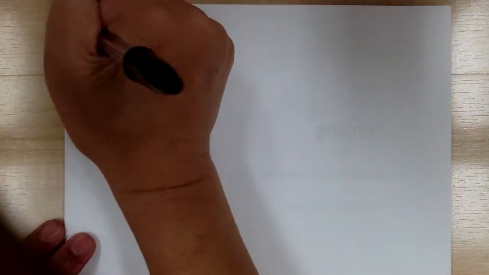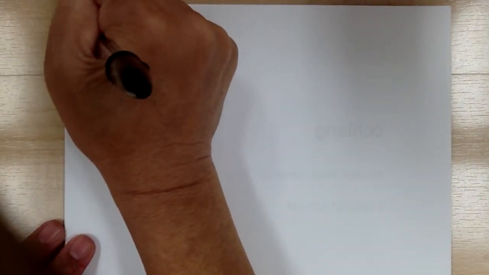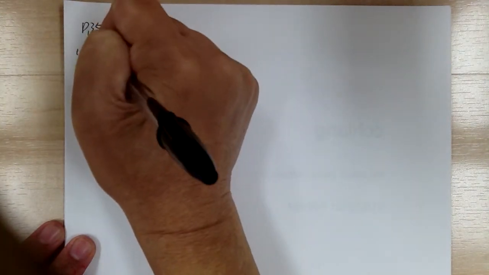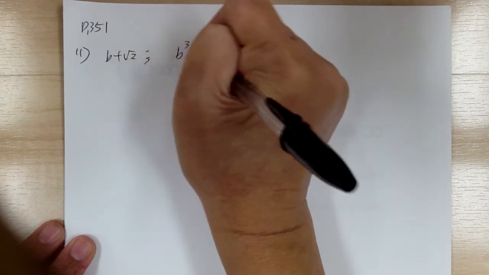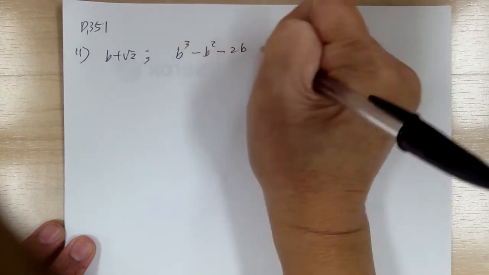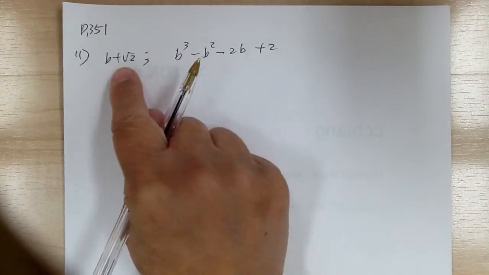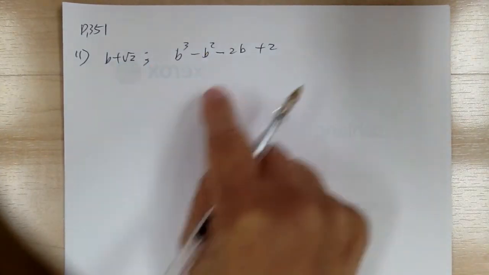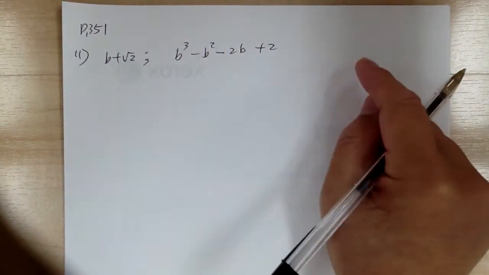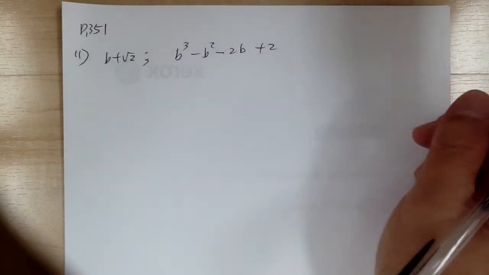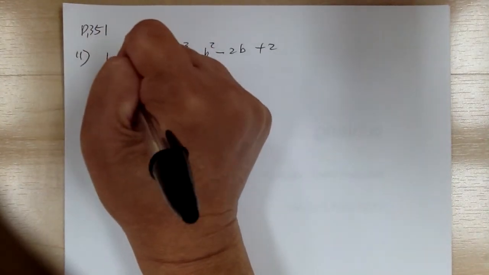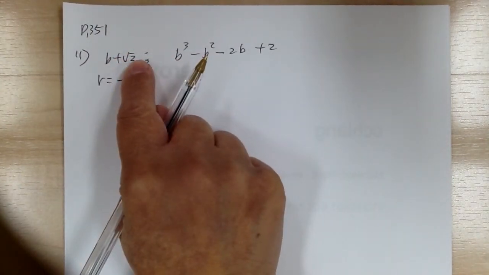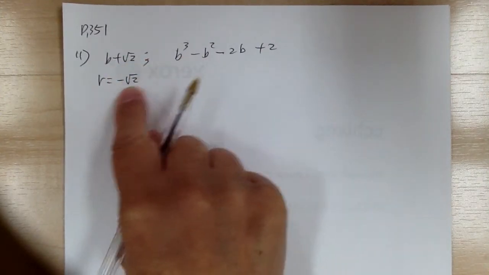Okay, let's go to 11. You have b plus square root of 2, and b to the 3 minus b squared minus 2b plus 2. To see if this is a factor of this, you can do long division, synthetic division, or substitution, and they are interchangeable. The root will equal negative square root of 2. You set this equal to 0 and solve. So you substitute this into here.